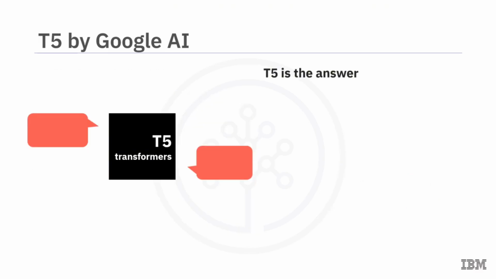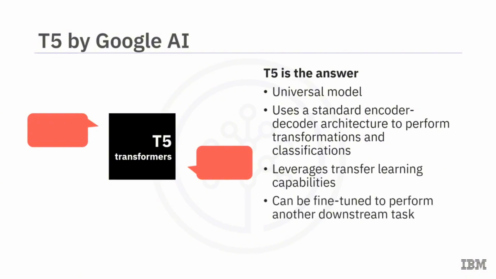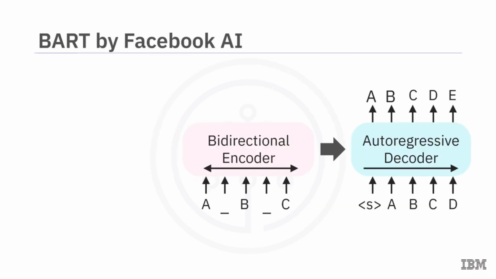T5 is the answer to this need. It is a universal model that uses a standard encoder-decoder architecture to perform various tasks like transformations and classifications. It also leverages transfer learning capabilities. The model trained on the data for one task can be fine-tuned to perform another downstream task in the same domain. Finally, you have BART.